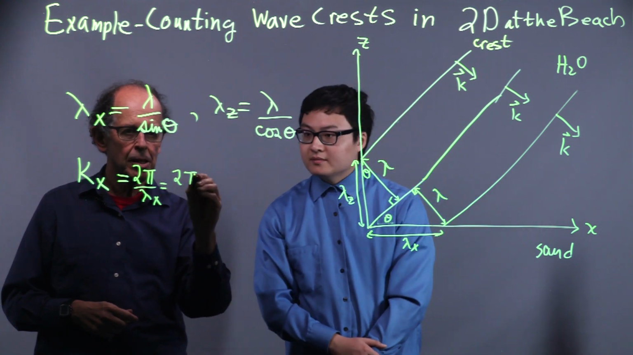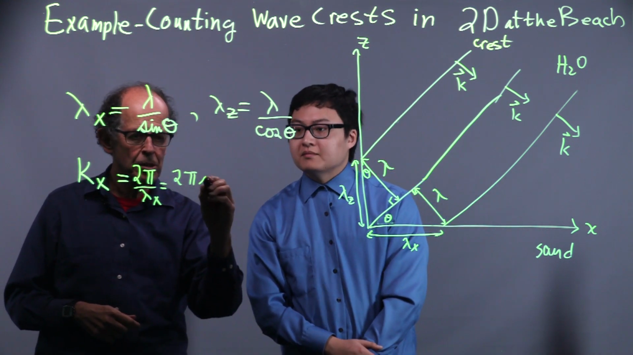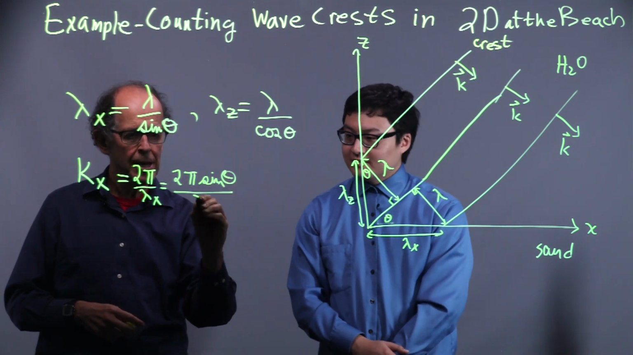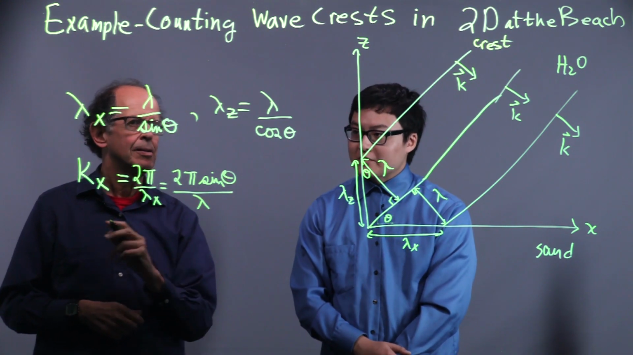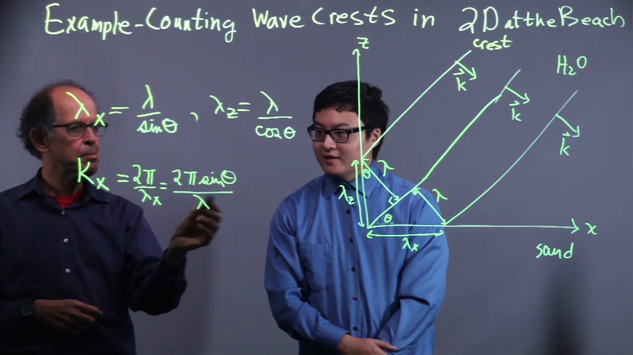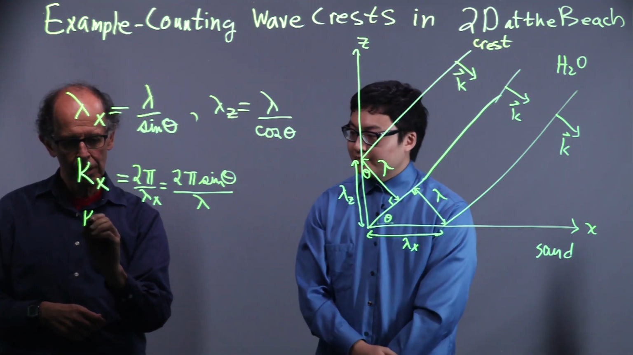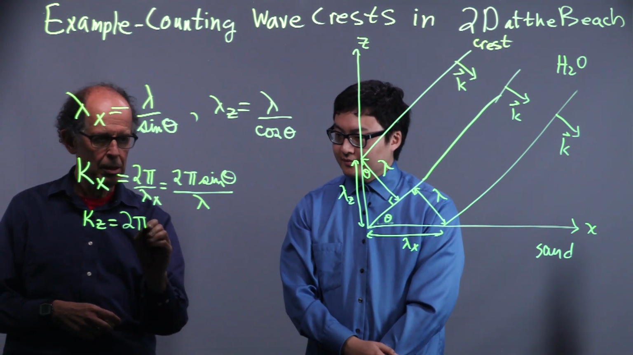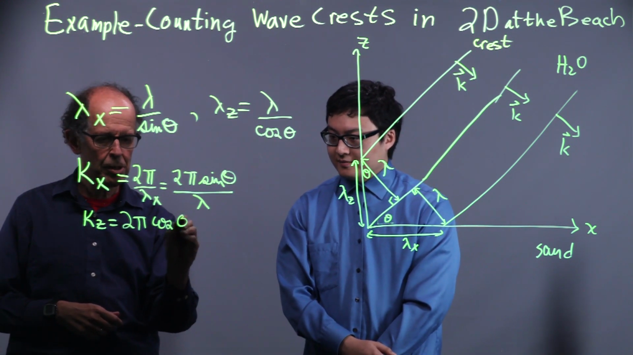You put this in, the sine theta comes upstairs: 2 pi sine theta over lambda. Looks good to me. And kz is the same except with cos. Wow, I think we're going to get an interesting result here.